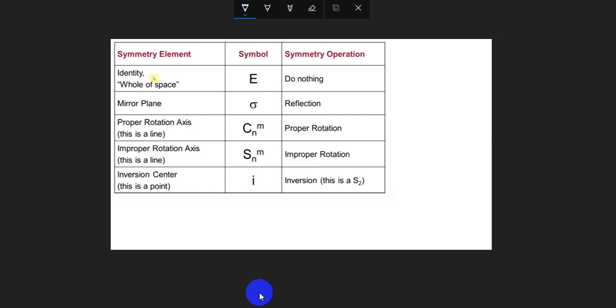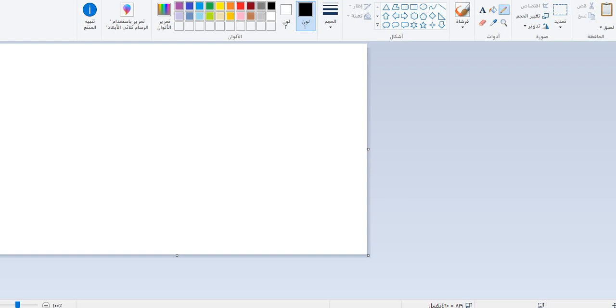Okay, about Cn^m, like C1^1, C2^1, C2^2, C3^1, C3^2, C3^3. What's C, what's n, and what's m?